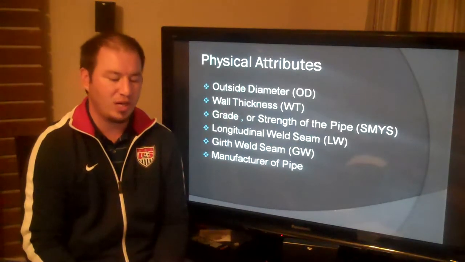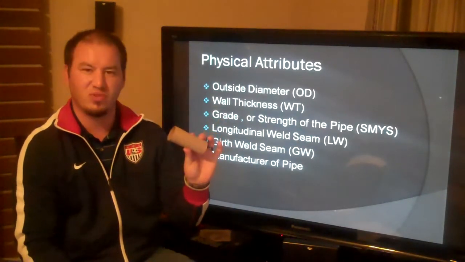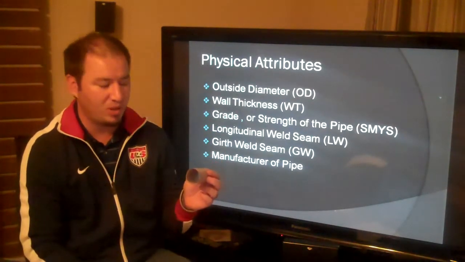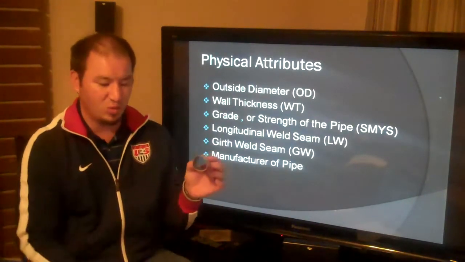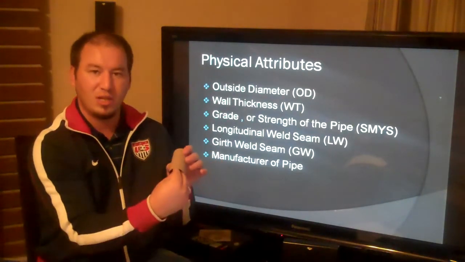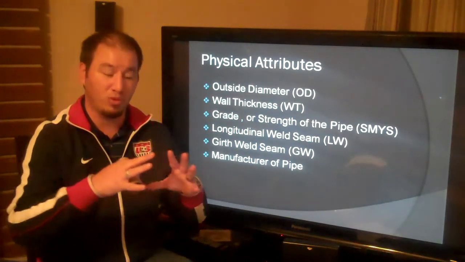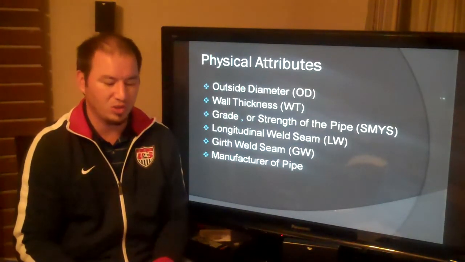So, physical attributes that you're trying to keep track of: outside diameter. We use this very sophisticated description, but outside diameter is what it sounds like. It's the outside diameter of the pipe. It's going to be 24 inch, 36 inch, 12 inch, this kind of thing. Wall thickness, it's the actual wall thickness. Grade is essentially the strength of the pipe, if you will, in terms of how much pressure you can put on that pipe before it starts to yield. That's obviously a very important consideration you want to know.